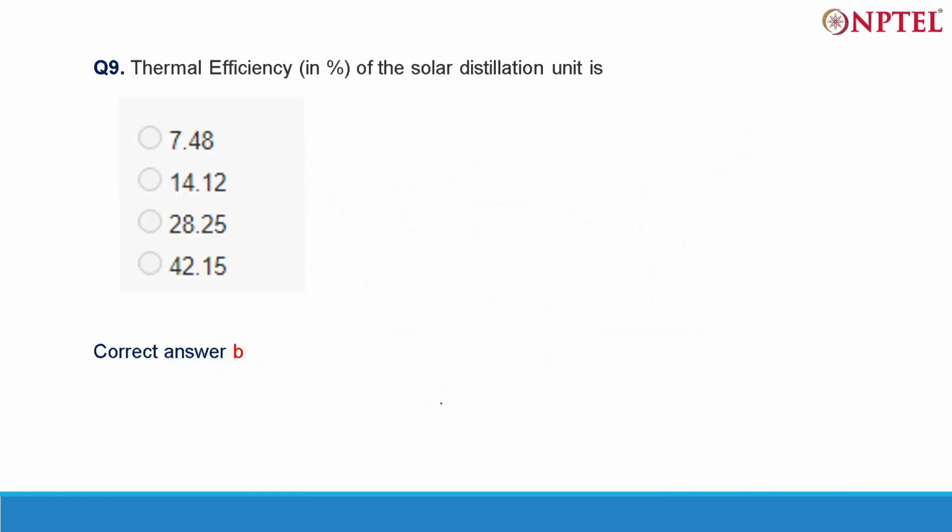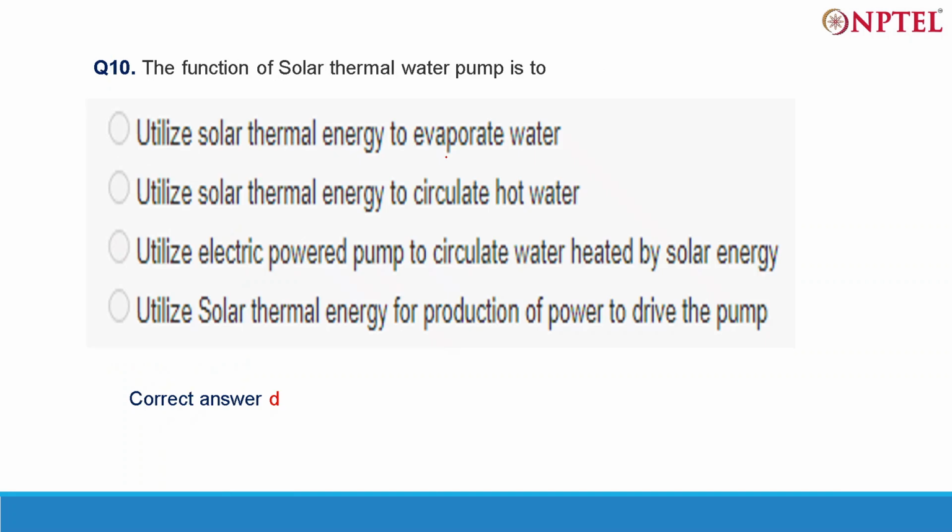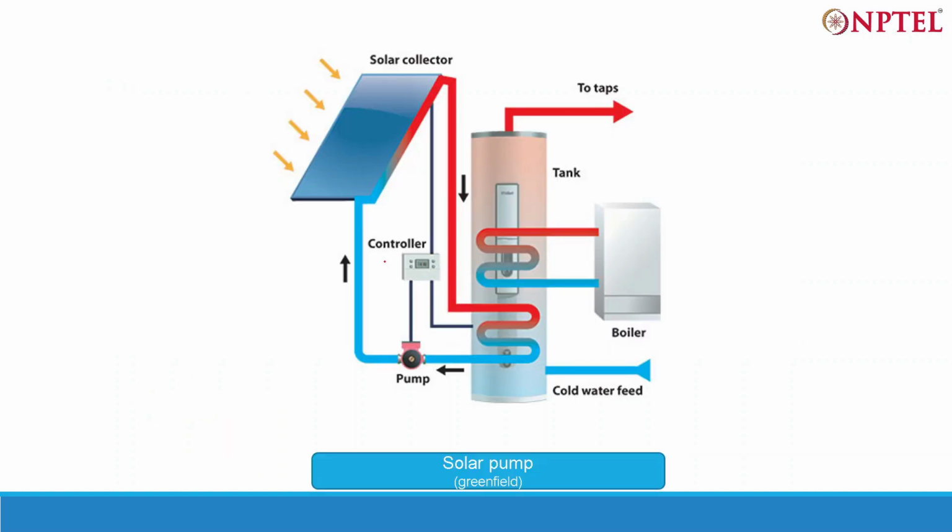You have to calculate the thermal efficiency, so that comes out to be 14.12. And the function of a solar thermal water pump is basically to utilize the solar thermal energy for production of power to drive the pump. So the correct answer is D. So this is a solar pump. This is the solar collector. This is how the solar pump actually works.